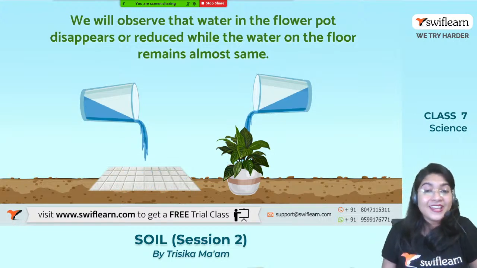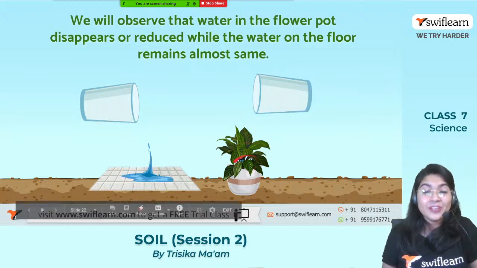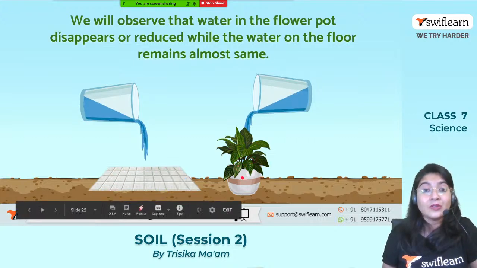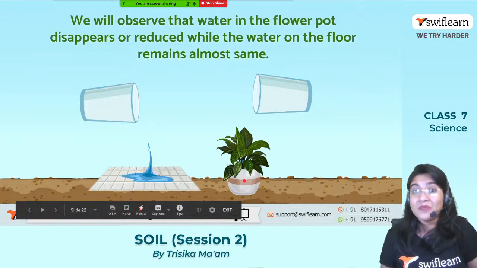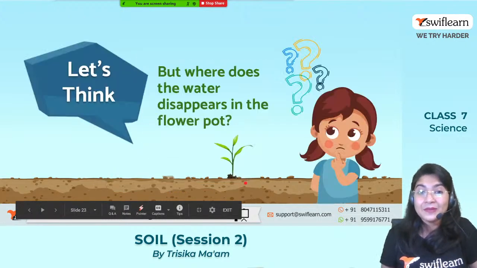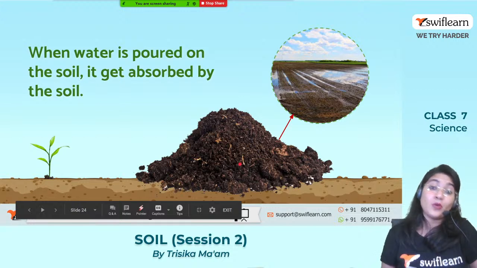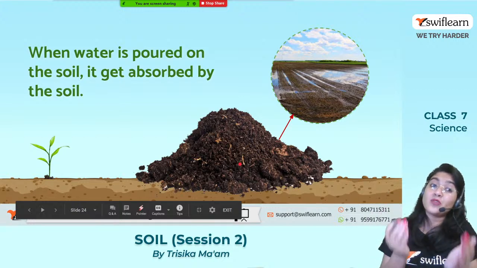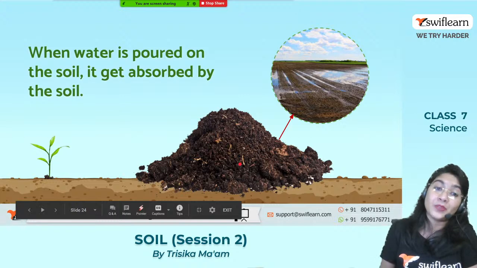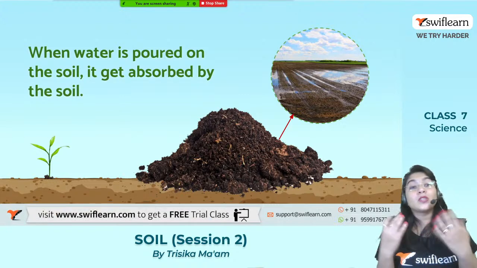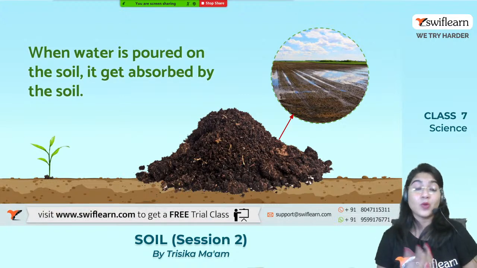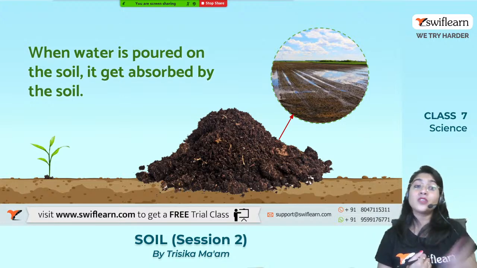Why, can you say? Why will you see that the water over here is reducing or disappearing? Any answer? Okay, so it has disappeared because the soil which is present within the pot has absorbed the water, right? So the soil has the water absorbing capacity. When the water is poured on the soil, it is absorbed by the soil.